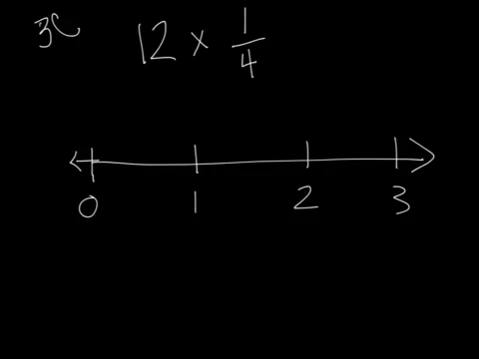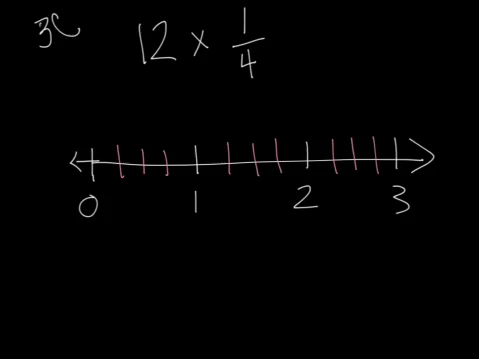For 3c, we are taking 12 times 1/4. I have drawn the number line of 0 to 3 below. I want you to pause the video and try to divide the number line into fourths on your own now. Your number line should look like this. You may have noticed that you only had to draw 3 lines to divide each section into 4 pieces.